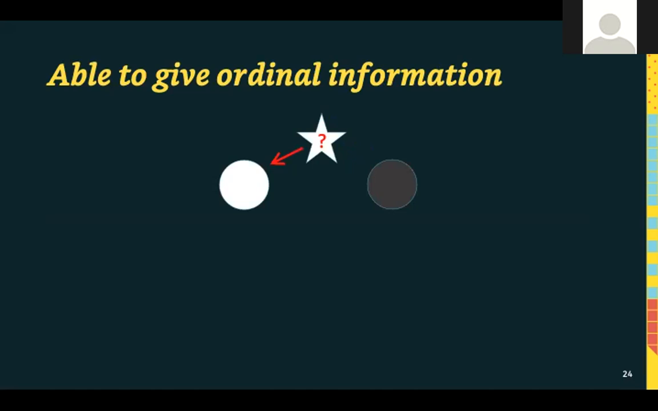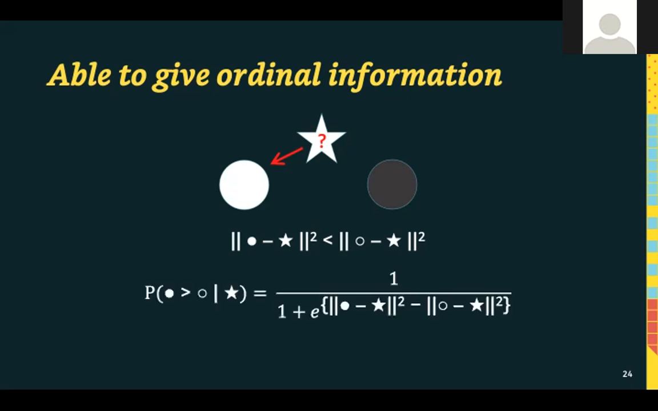Now, in your feature space, you can represent that based on distance metrics. What I just described means that the distance between the white star and the white circle is closer than the distance between the white star and the black circle, right? We can even mathematically represent the probability of a user picking item A over item B given the target. Here, given the target, which is the white star, I have a higher probability of picking the white circle over the black circle.